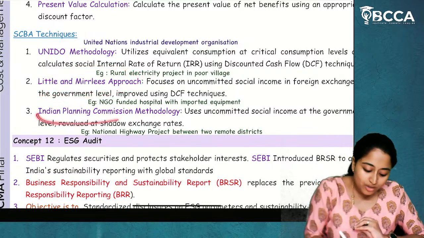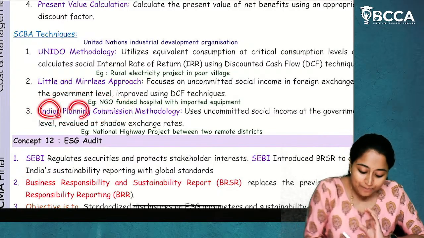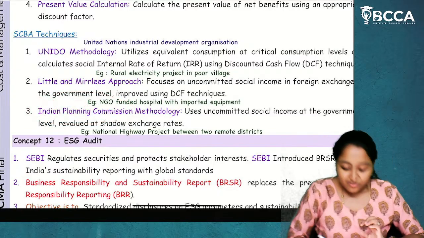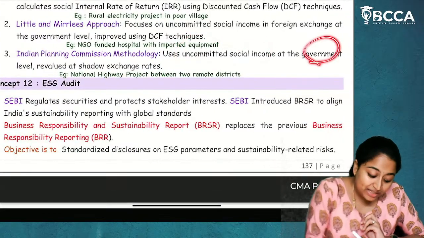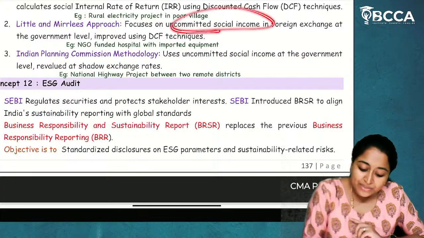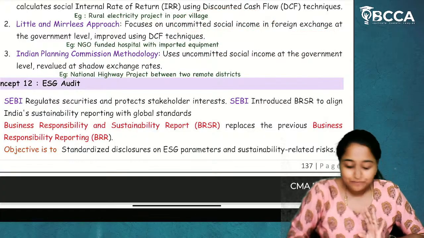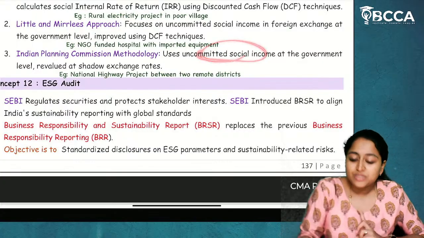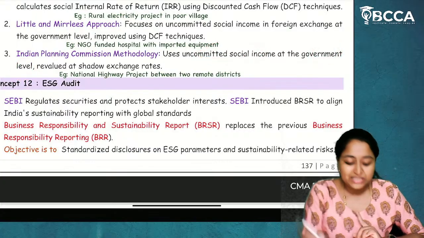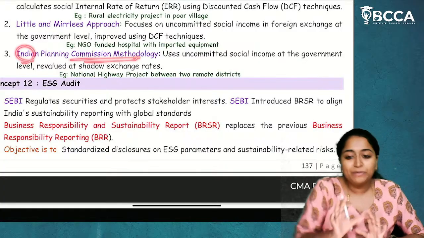Or else they can follow another technique called the Indian Planning Commission methodology, which means they will focus on uncommitted social income at government level. This is uncommitted social income at foreign exchange level. It is called the Little and Mirrlees approach. If they are following uncommitted social income at government level, it is called the Indian Planning Commission methodology.